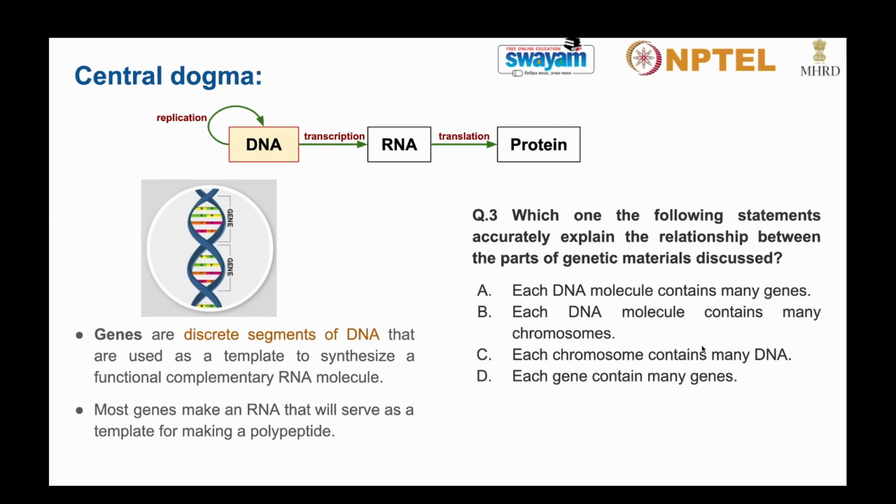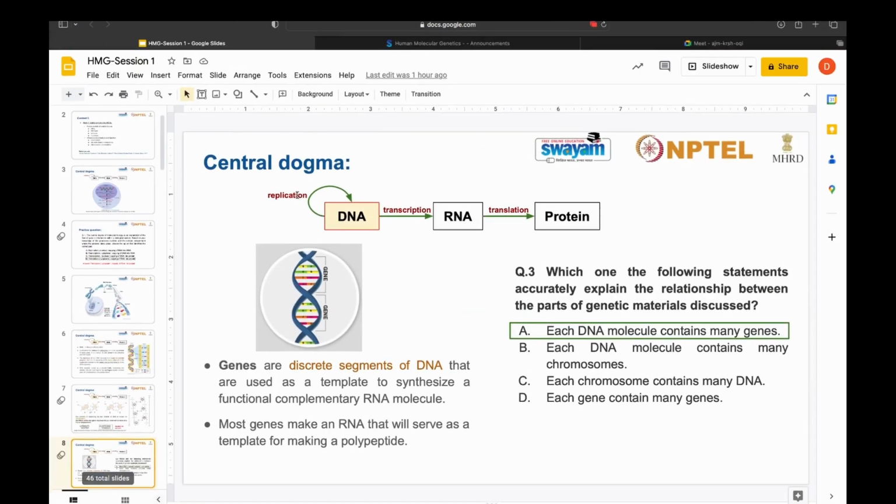Okay, fine. So, yeah, A will be the correct answer because each DNA molecule contains many genes. And why can't B be correct? Because they are saying each DNA molecule contains many chromosomes. But we have already seen that a chromosome is nothing but the compact packing of the DNA. So this can't be true. Then there is the third option, that each chromosome contains many DNA. This is also not true because the chromosome is made up of only a single DNA. And then there is, each gene contains many genes. This is absolutely wrong. How can each gene contain many genes? So hence the right answer will be option A.